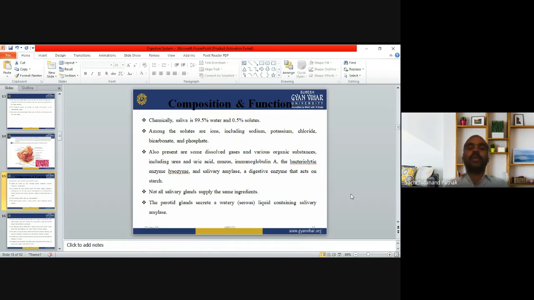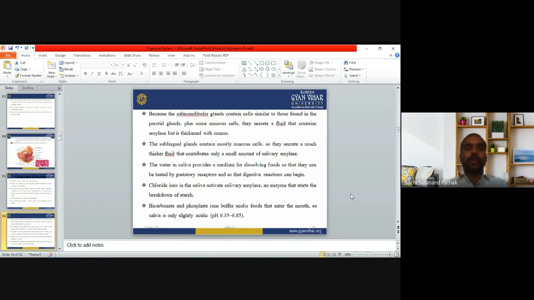Not all salivary glands supply the same ingredients. The parotid glands secrete a watery liquid containing salivary amylase. We have three pairs of salivary glands, and they do not secrete the same composition. Everyone has their importance, their own functions and own secretion. The submandibular glands contain cells similar to those found in the parotid glands plus some mucus cells, so they secrete a fluid that contains amylase but is thickened with mucus.